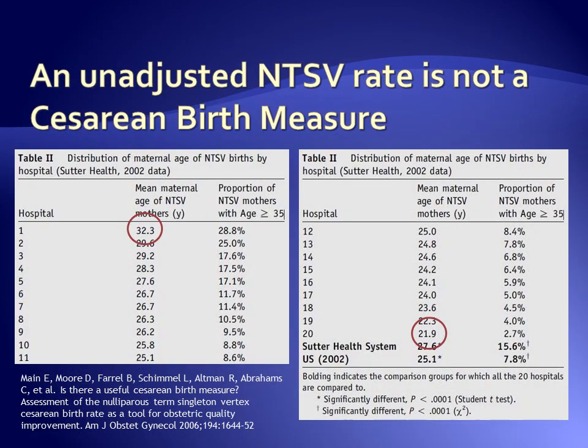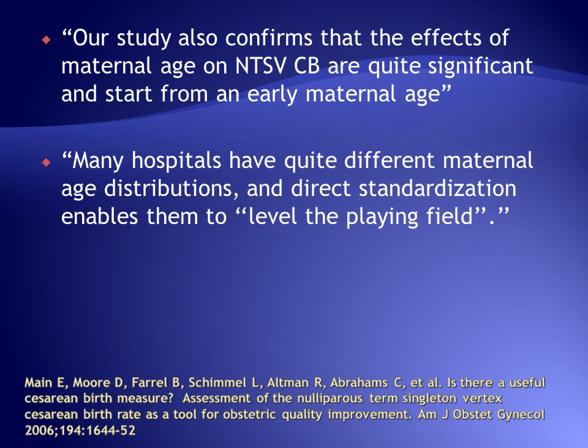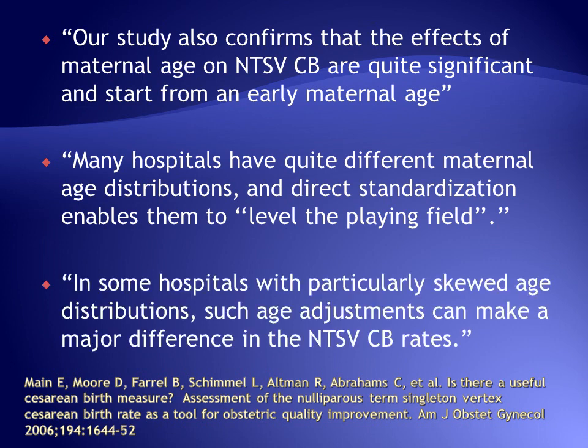Dr. Main's group reported a mean maternal age from a high of 32.3 to a low of 21.9 in their 20 hospitals. This made it obvious that hospitals do not have women of the same age giving birth. His work confirmed the significant effect of maternal age on the NTSV cesarean birth rate. And since many hospitals have different age distributions, he proposed using a technique called direct standardization in order to level the playing field. Lastly, he noted that the age adjustment can make major differences.